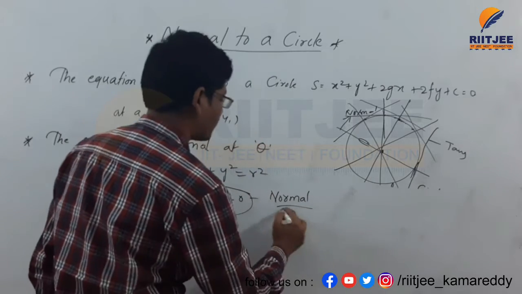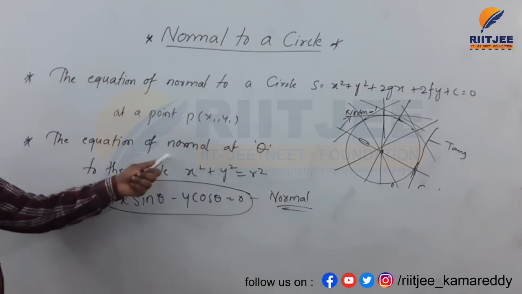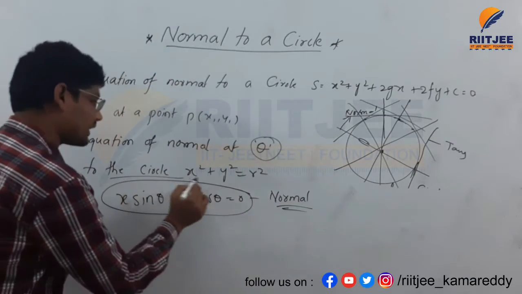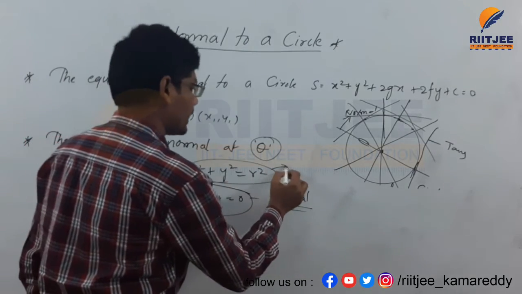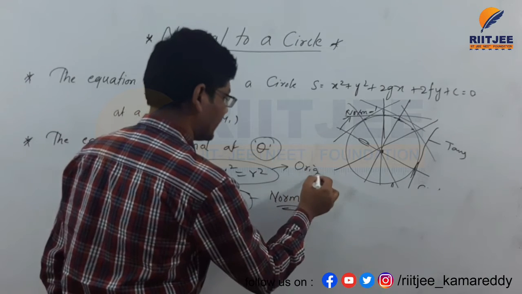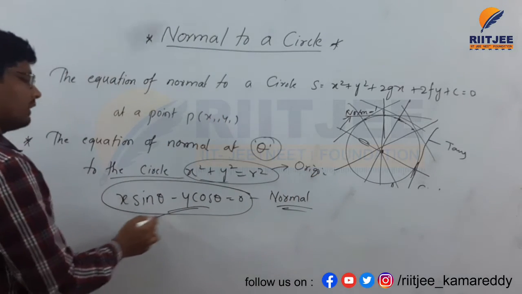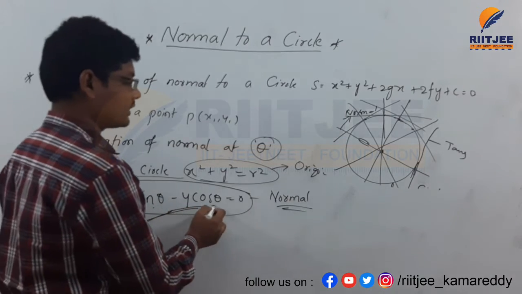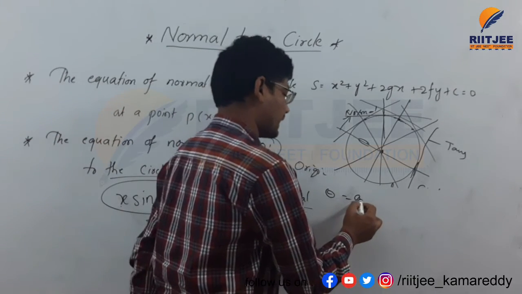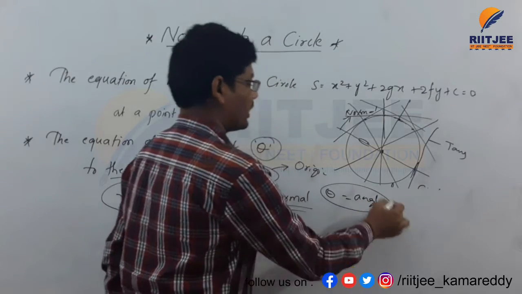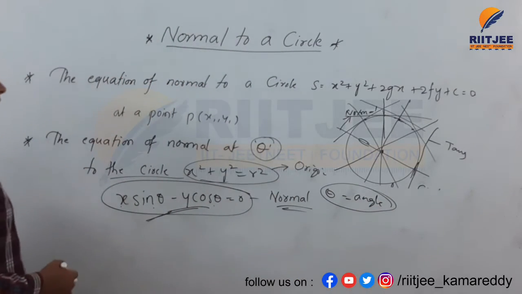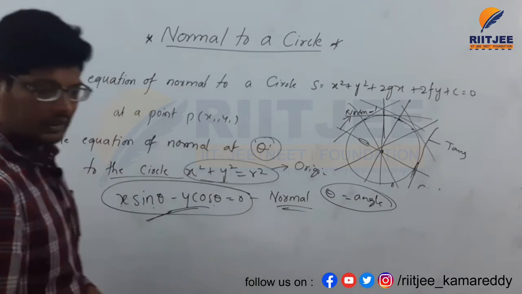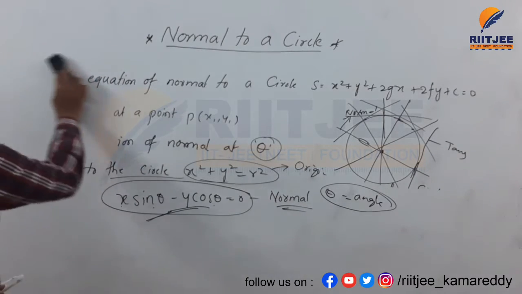The equation of a normal at theta to a circle having the origin as a center will become like this: x sin theta minus y cos theta is equal to 0, where theta is the angle made by the axis here. This is all about normal to a circle. Let us see one example here.